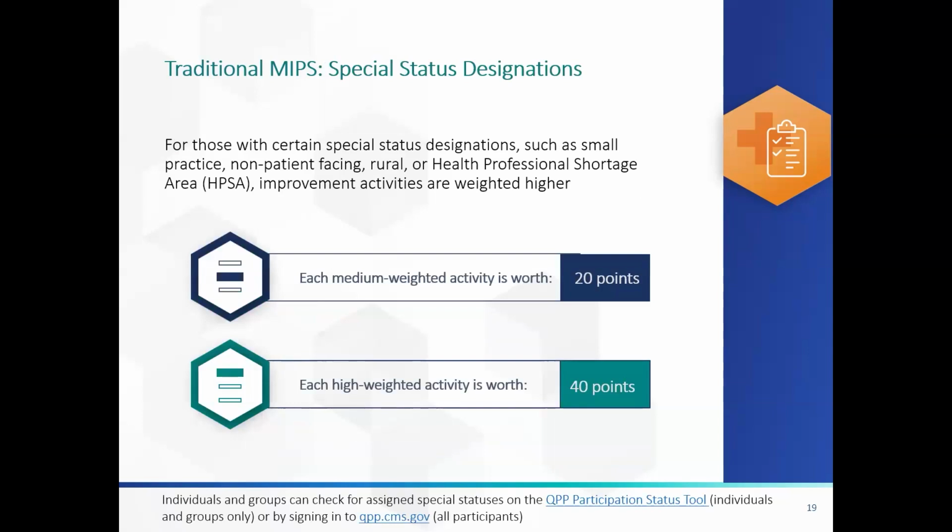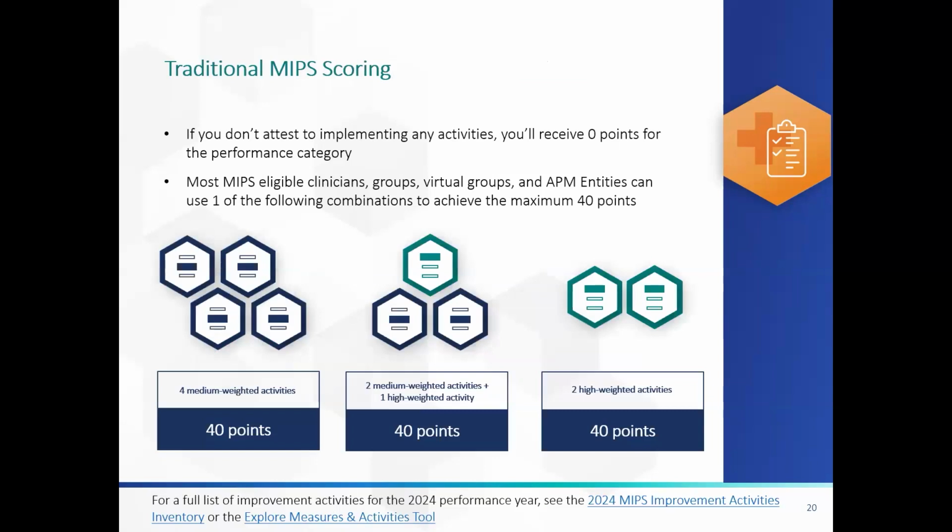In traditional MIPS, if you have a special status designation, so for instance, individuals with certain special statuses such as small practice, non-patient facing, rural, or being in a health professional shortage area, these improvement activities are weighted higher. The medium weighted activities will be worth 20 points, and the high weighted activity is worth 40 points. Next slide, please. If you don't attest to implementing any activities, you'll receive 0 points for the performance category.